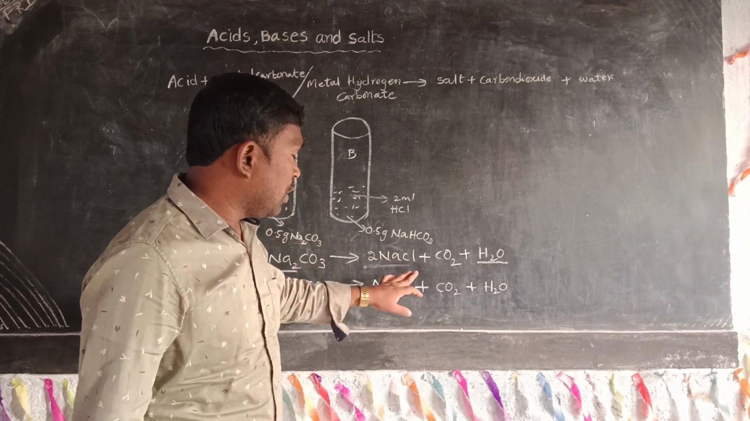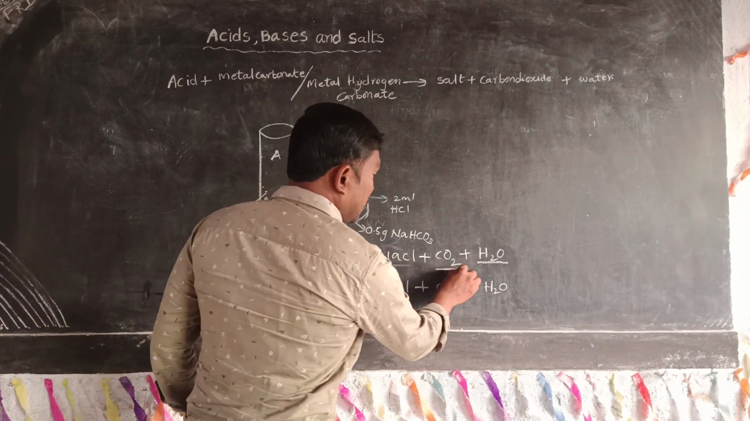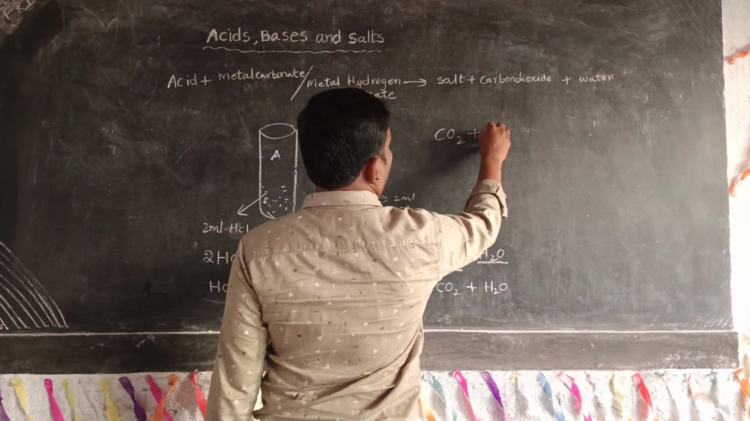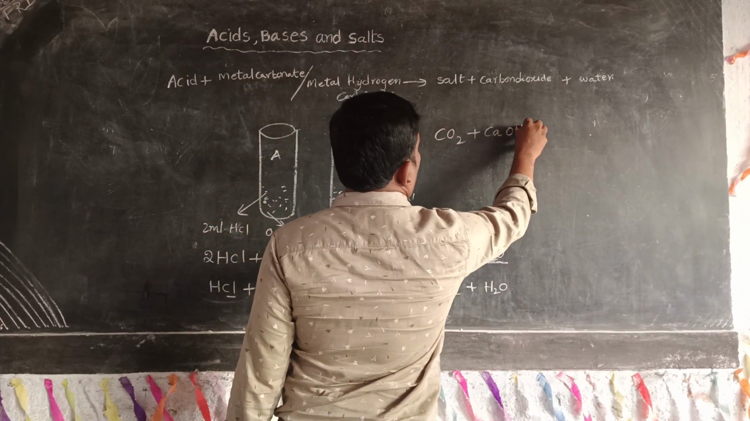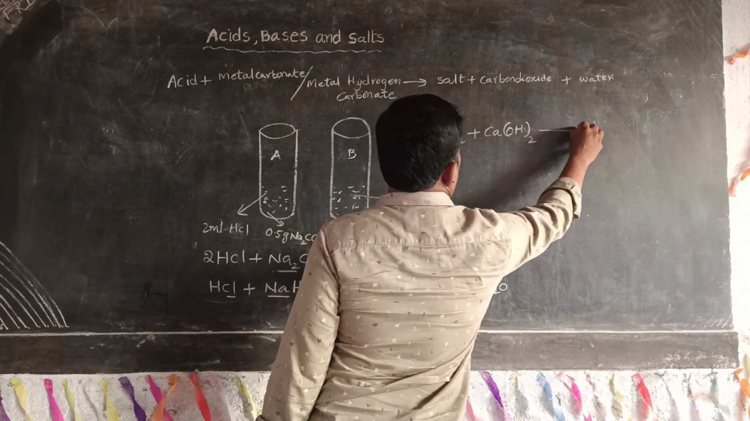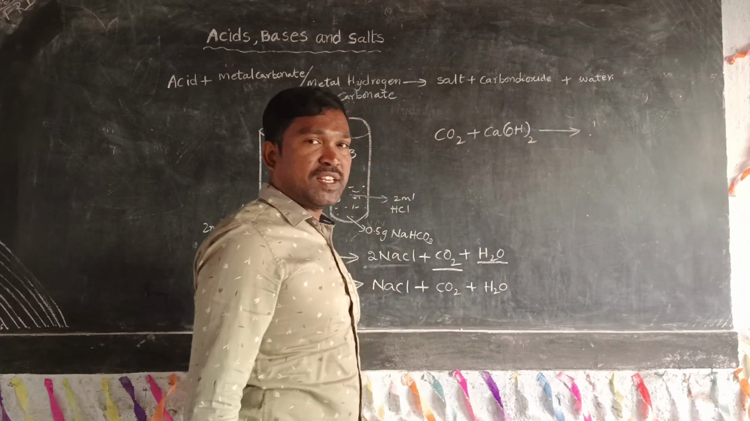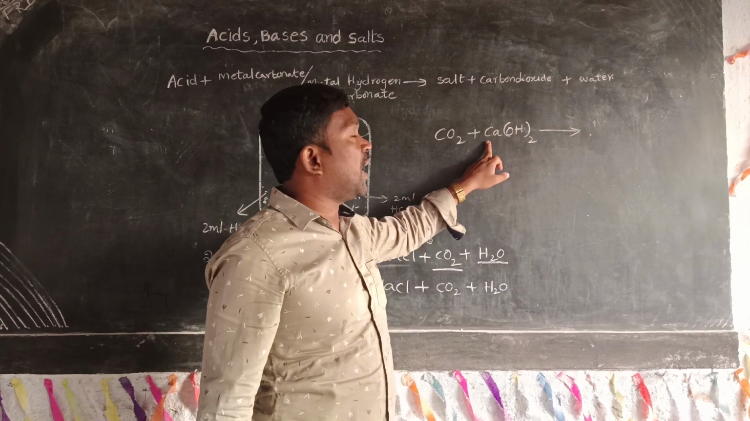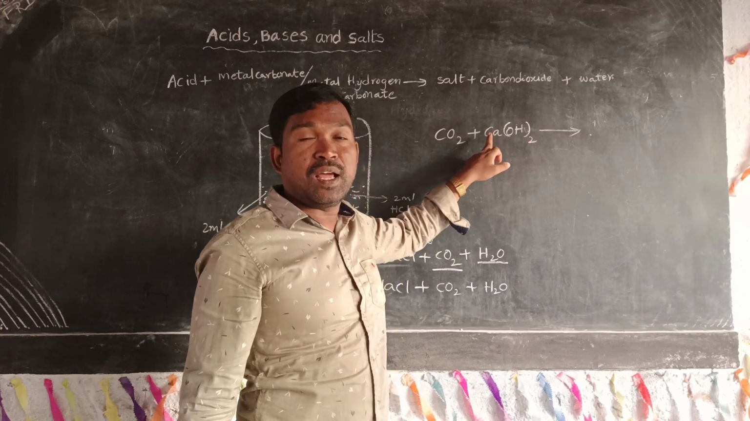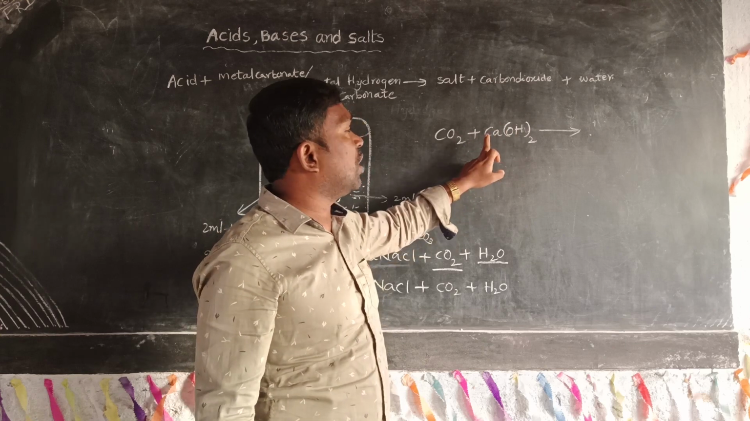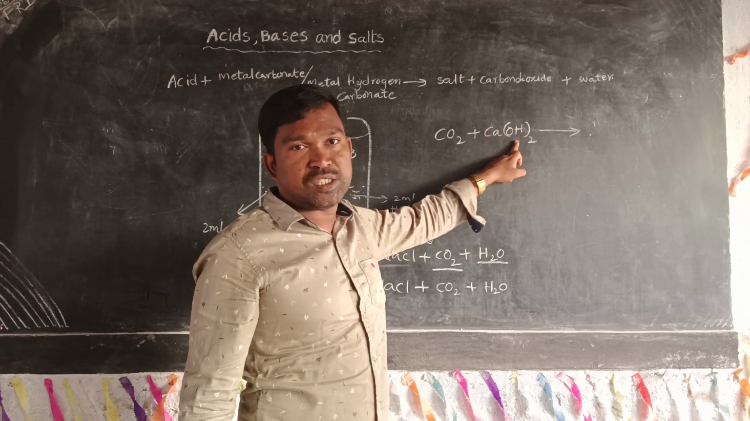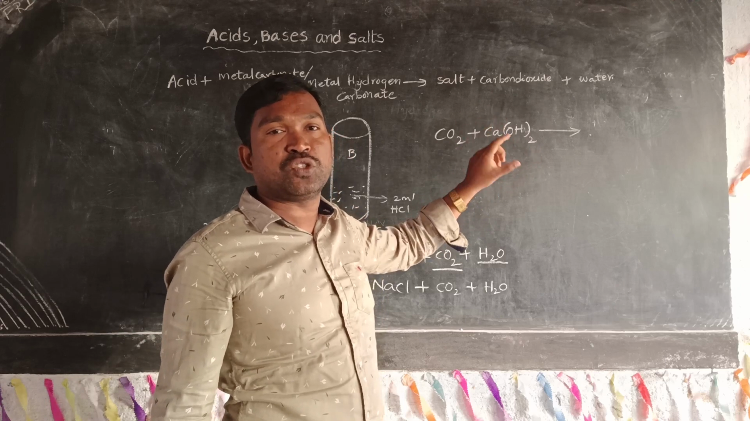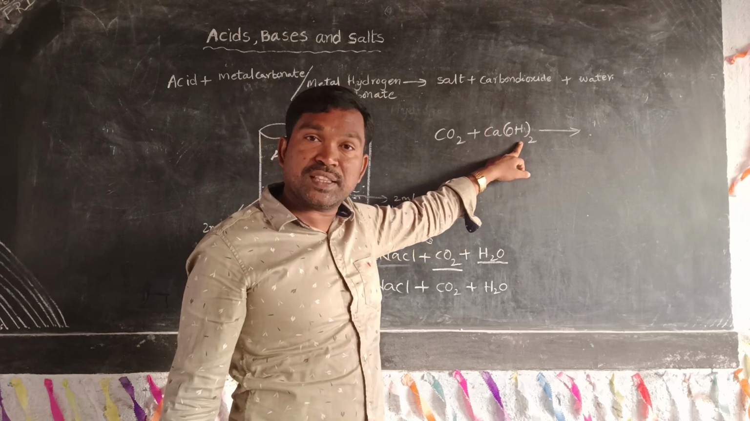Now pass this carbon dioxide gas through lime water. The formula of lime water is Ca(OH)2, calcium hydroxide. Quicklime formula is CaO. Quicklime is dry lime, and Ca(OH)2 is wet lime.